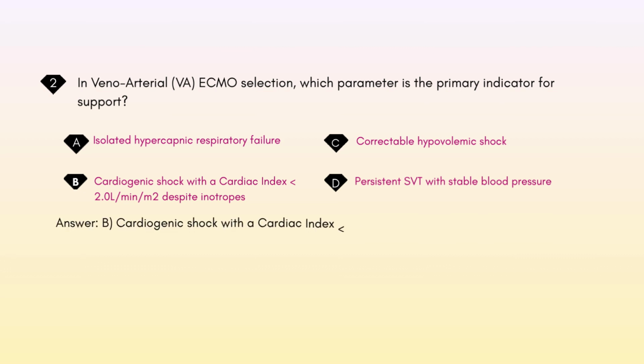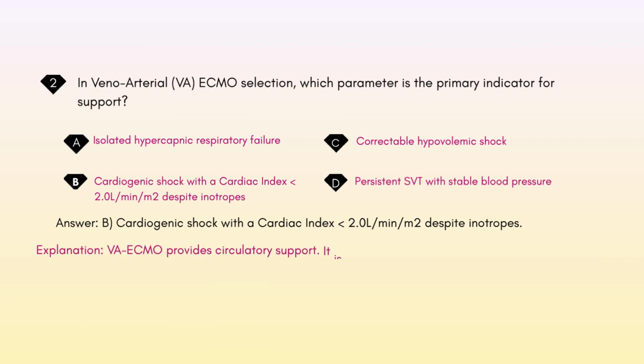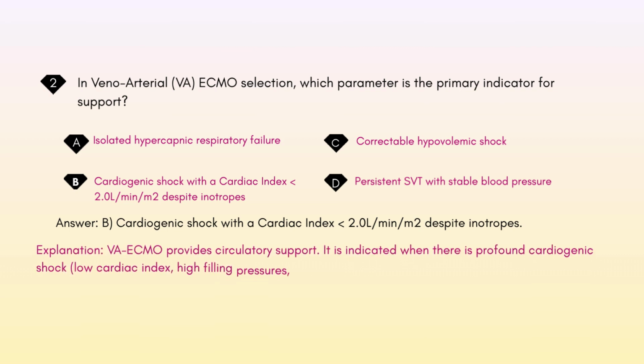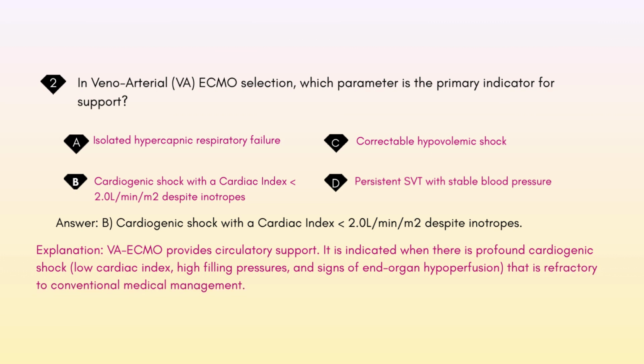Answer: B. Cardiogenic shock with a cardiac index less than 2.0 liters per minute per square meter despite inotropes. Explanation: VA ECMO provides circulatory support. It is indicated when there is profound cardiogenic shock, low cardiac index, high filling pressures, and signs of end-organ hypoperfusion, that is refractory to conventional medical management.